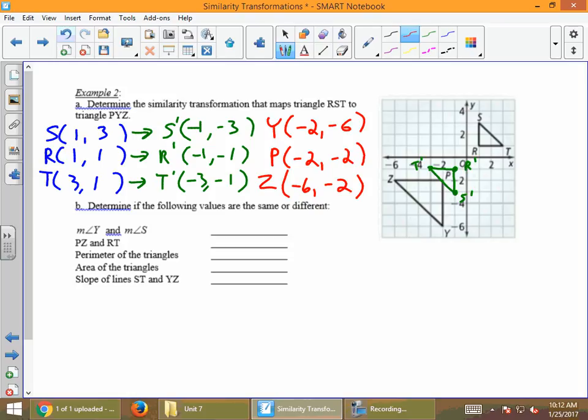And now we know what we did. If I do so, it maps onto itself. So that green one would be in the same place as PZY. So now I can write my statement. I'll put it right above here. So I know I did 2 moves.